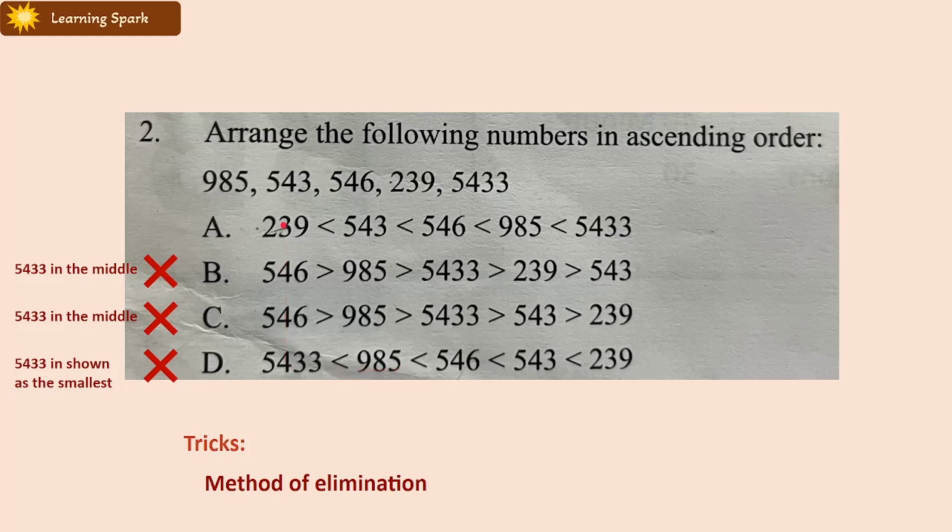The only possible correct option is this one, which starts from 239, which is the smallest one, and goes until 5433. Okay, so smallest to largest. So this is ascending order, which is basically what the question is asking from you. So this is the possible answer.